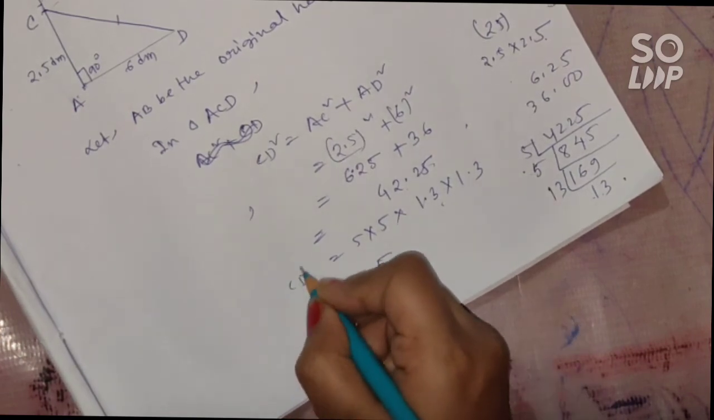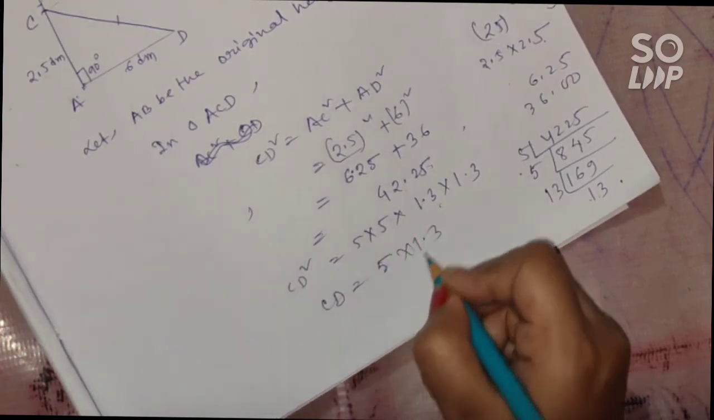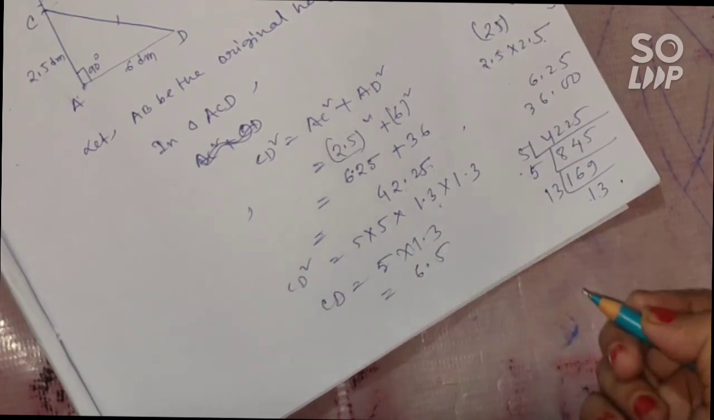We will take a 5 out, and a 1.3. So CD is 6.5.